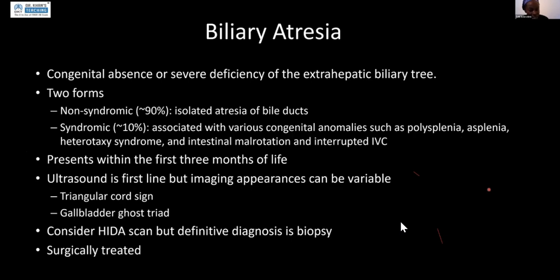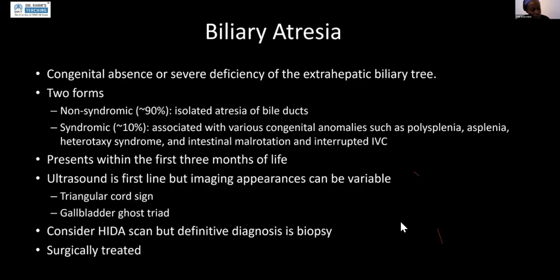So ultrasound is the first line imaging, as I've said, and we're looking for those atretic fibrotic bile ducts, which is the triangular cord sign, and we're looking for abnormality of the gallbladder. Often with biliary atresia, you do not get intrahepatic duct dilatation. So if you have intrahepatic duct dilatation, then it's unlikely to be biliary atresia.